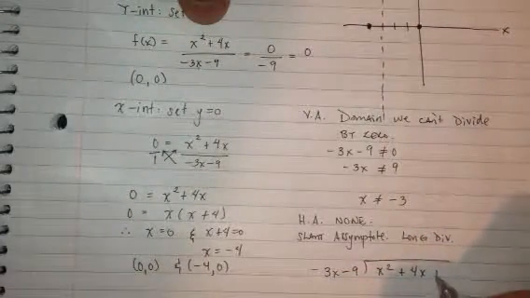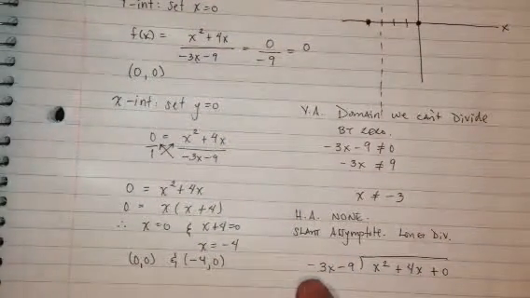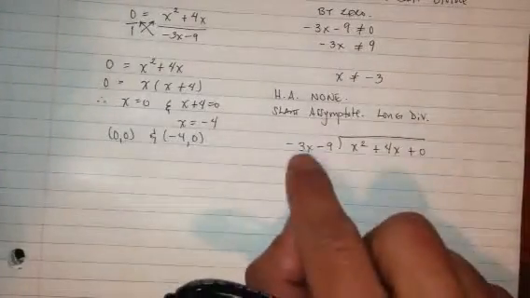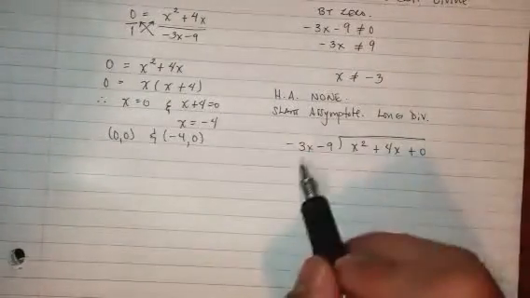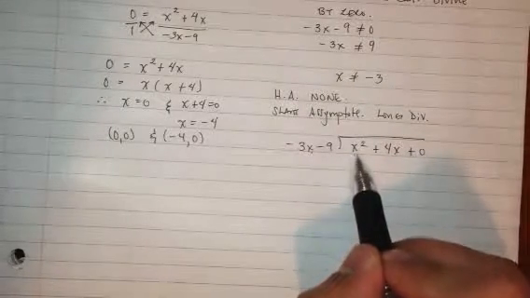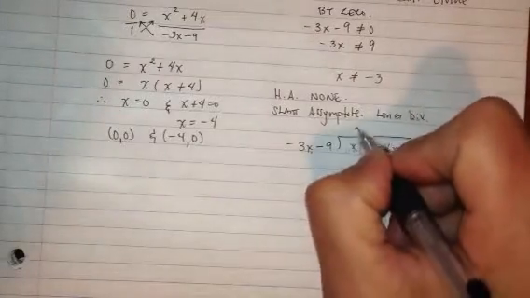And I'm just going to add a 0 just because I need a constant. So we're going to go ahead and do long division. Now remember, in order to do long division, you want to make sure you match this guy up. So we have negative 3x and x squared. So what do I need? I have an x. What do I need to get x squared? Well, I need another x.